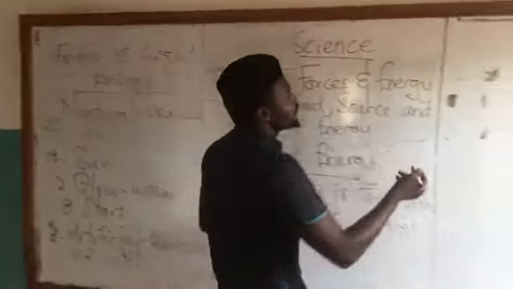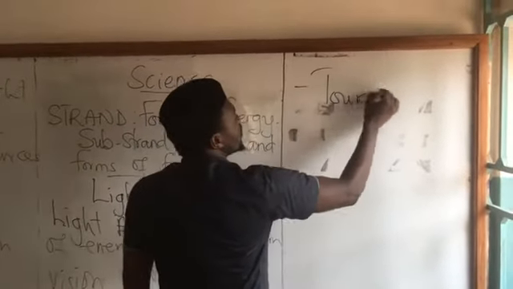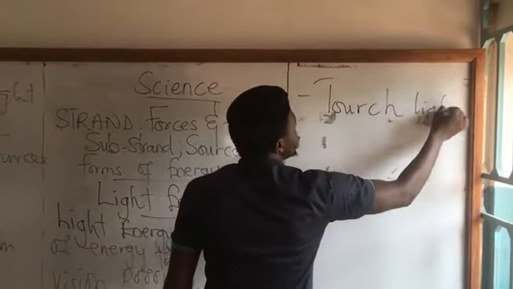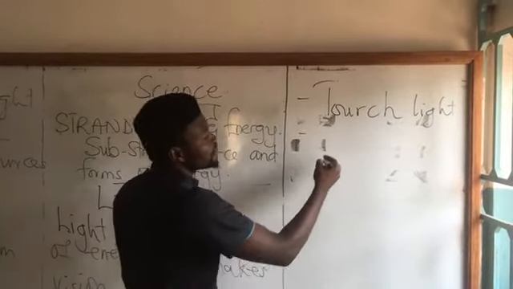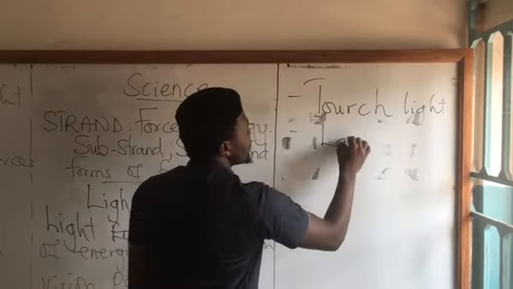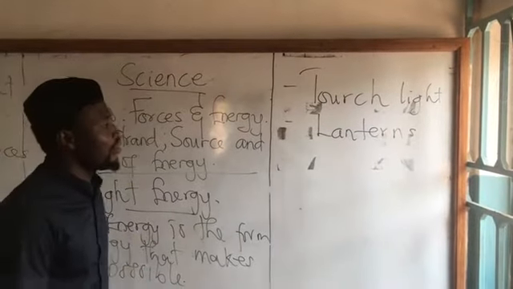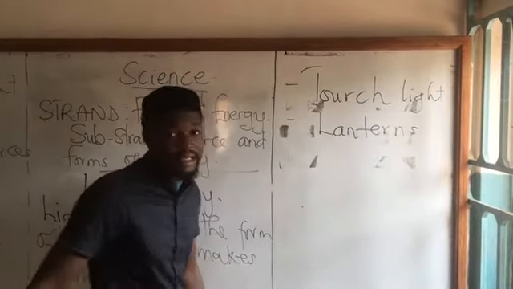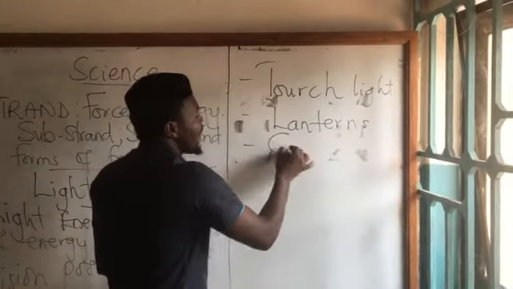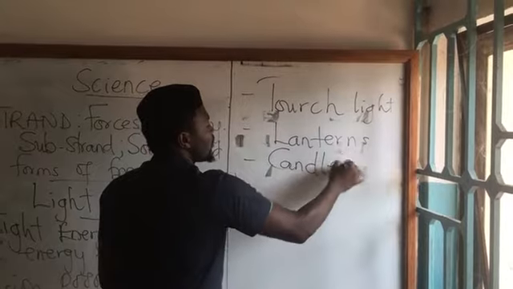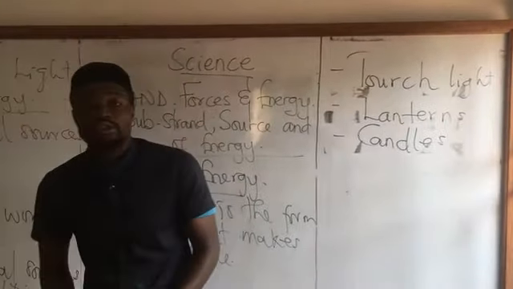And in these artificial sources of light, we have one, the torch light, right? We all have it at home. Yes, we also have the lanterns. Usually when the light goes out, we use lanterns, mostly in the rural centers, they use lanterns a lot. Lanterns, and we also use what? Candles. So these are some few examples of artificial sources of light.